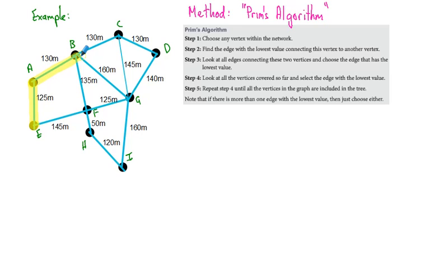Step 5. Rinse and repeat. So you keep looking at all the edges that are connected to these vertices and always pick the lowest one. However, it's a tree, so we can't have any loops or circuits. So just keep that in mind. So 130, 130, 135, 50, 125, 120. Now all my vertices are connected, and that is the shortest path.